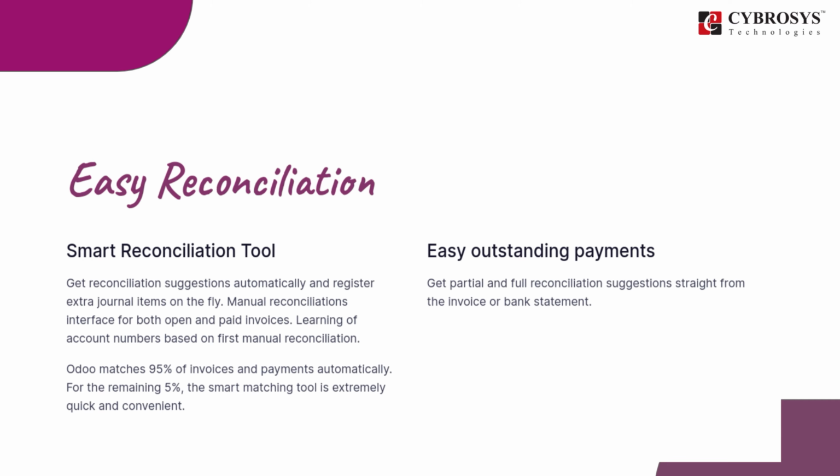Then reconciliation tools for easy reconciliation. There are different reconciliation models available, and they will automate the reconciliation process. And we'll be able to get reconciliation suggestions automatically, and register extra journal items on the fly itself. And Odoo matches 95% of invoices and payments automatically. For the remaining 5%, the smart matching tool is extremely quick and convenient.